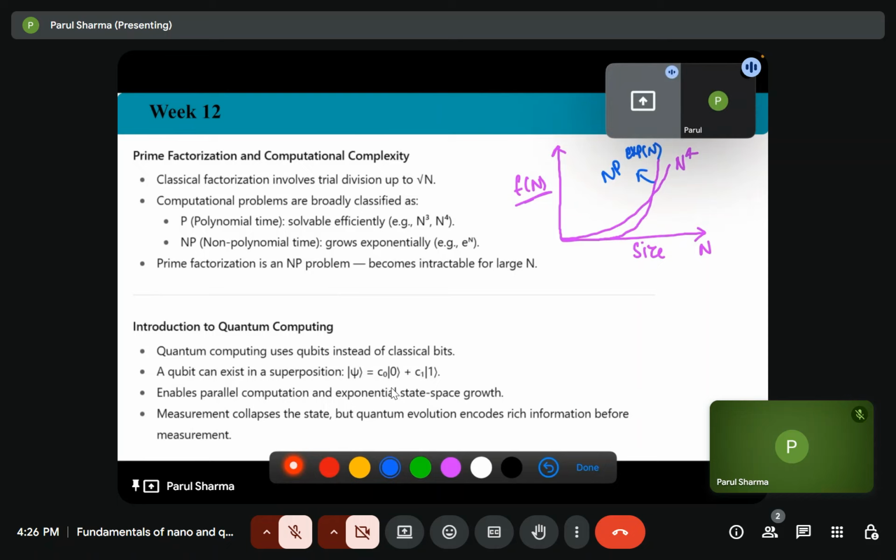the complex problems also. We are talking about the superposition states. Right? Yes. So quantum computing uses qubits instead of classical states. So a qubit can exist in a superposition form: psi equals c0 |0> plus c1 |1>.